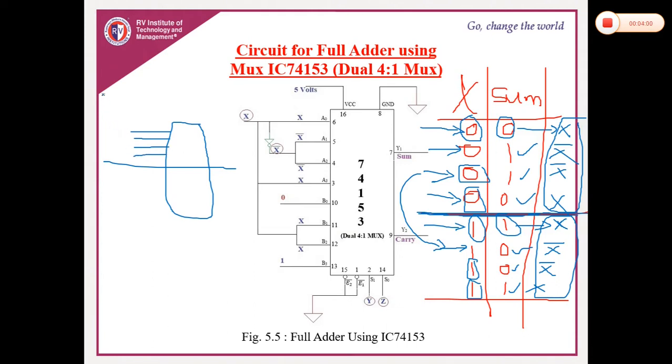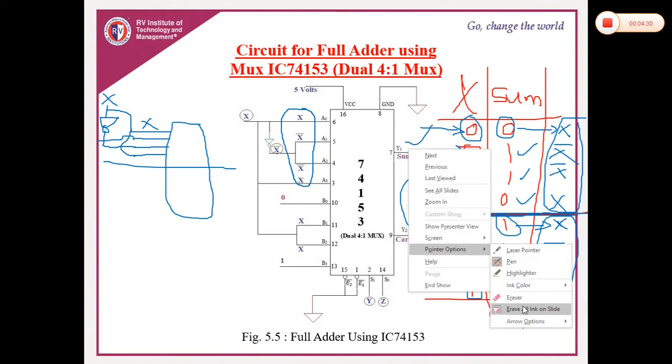Okay, so I have X input, and if I take a NOT gate for this, what you will be getting is X bar. So wherever you have X, you can just connect it to this, because I want X, X bar, X bar, X. So this fourth one also I should connect to X, and these two need to be connected to X bar, because you can see here X, X bar, X bar, X. So X, X bar, X bar, X is the sum output. Okay, so that is how we will be connecting this.